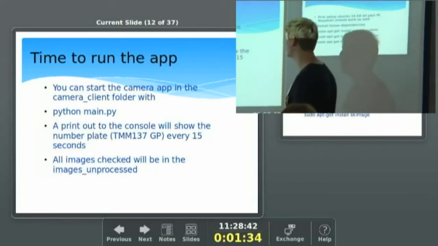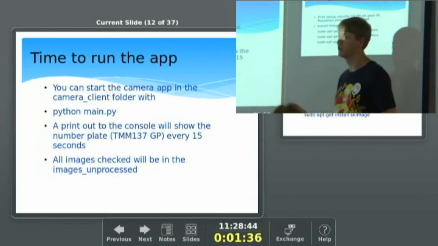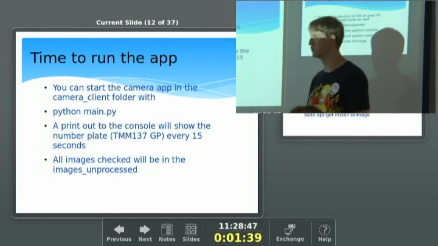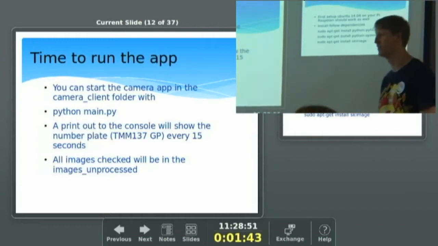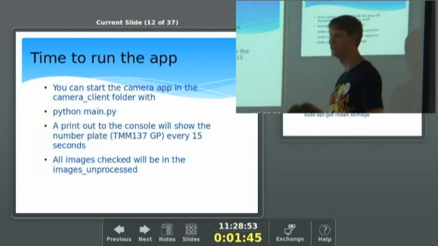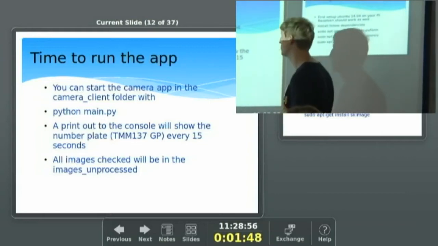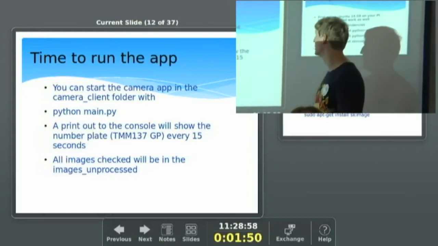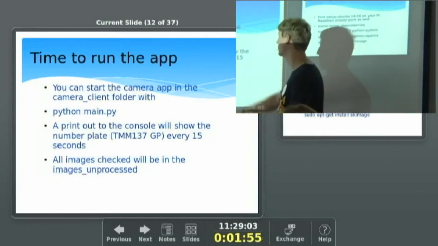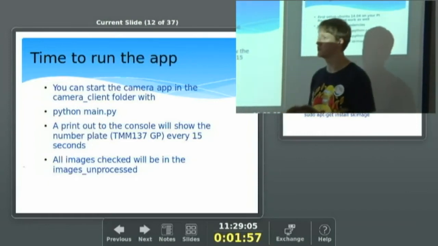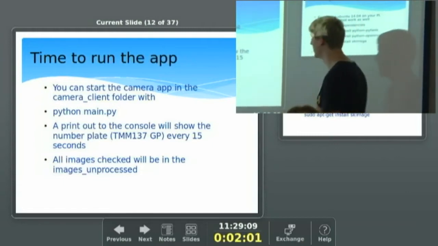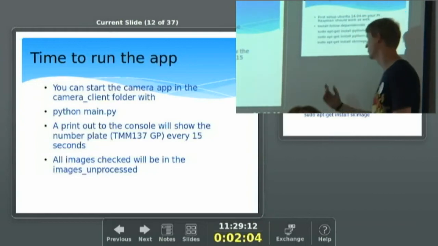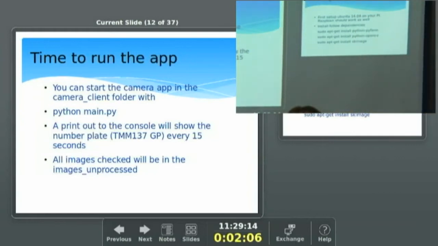The code used to be that once there's a difference between images, it would produce the next image. But in this case, I don't want to wave my hand in front of that number plate the entire time to get you guys a new shot every time. So it's just going to pull in every 15 seconds. Then all images that are checked, and this is only for tutorial purposes, get put into images unprocessed. That's for you to see that something is getting pulled from the IP camera. It's a method for debugging at the current point in the tutorial.